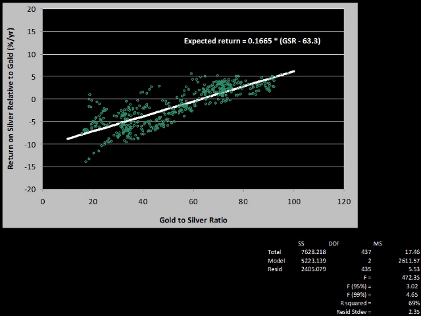A positive annualized return means that silver outperformed gold. A negative annualized return means that gold outperformed silver. And the magnitude of the number is the annual rate of outperformance or underperformance. As can be seen, the data is reasonably linear, and a line fit to the data intercepts the y-axis at a gold to silver ratio of 63.3.